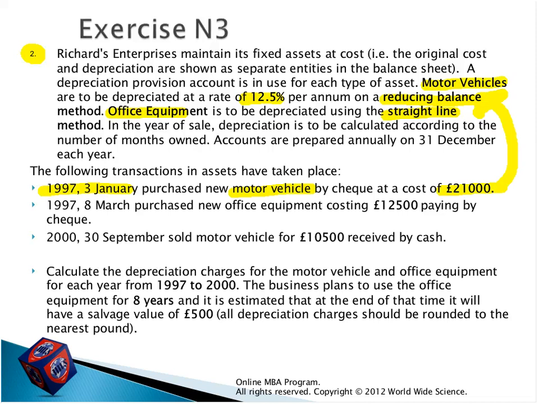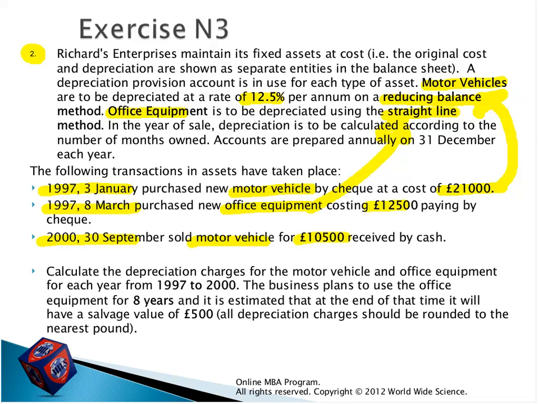Next one, on the 8th of March 1997, the company purchased new office equipment costing 12,500, paid by check. The company depreciates the office equipment by the straight line method, right? And on the 30th of September 2000, the company sold the motor vehicle for 10,500, received by cash. So they bought in 1997 and sold in 2000, after approximately 3 years.